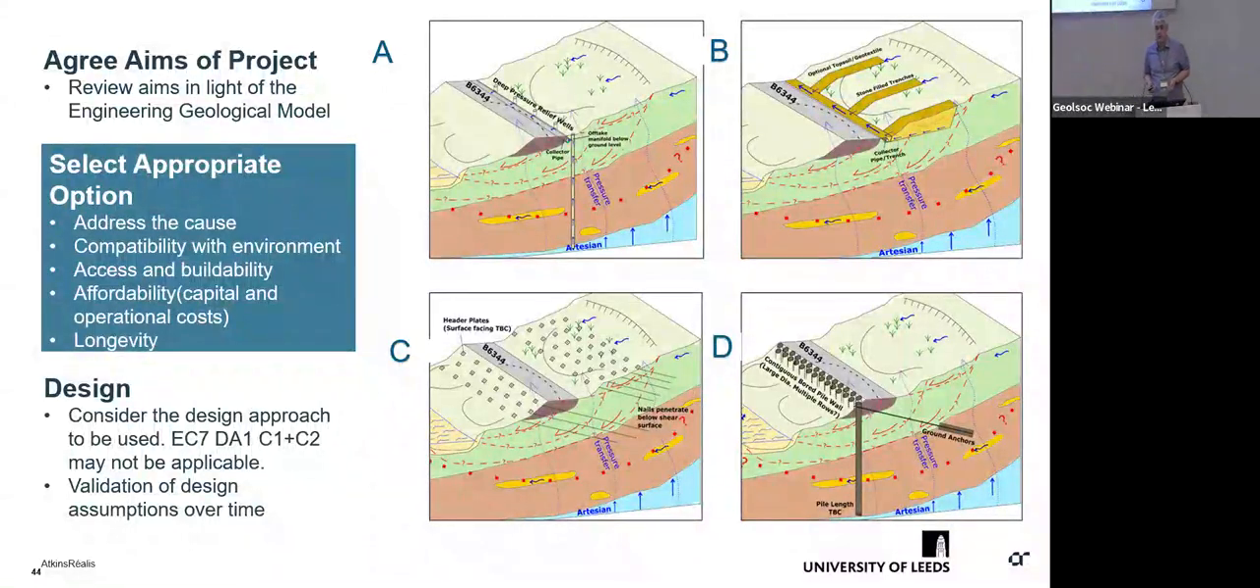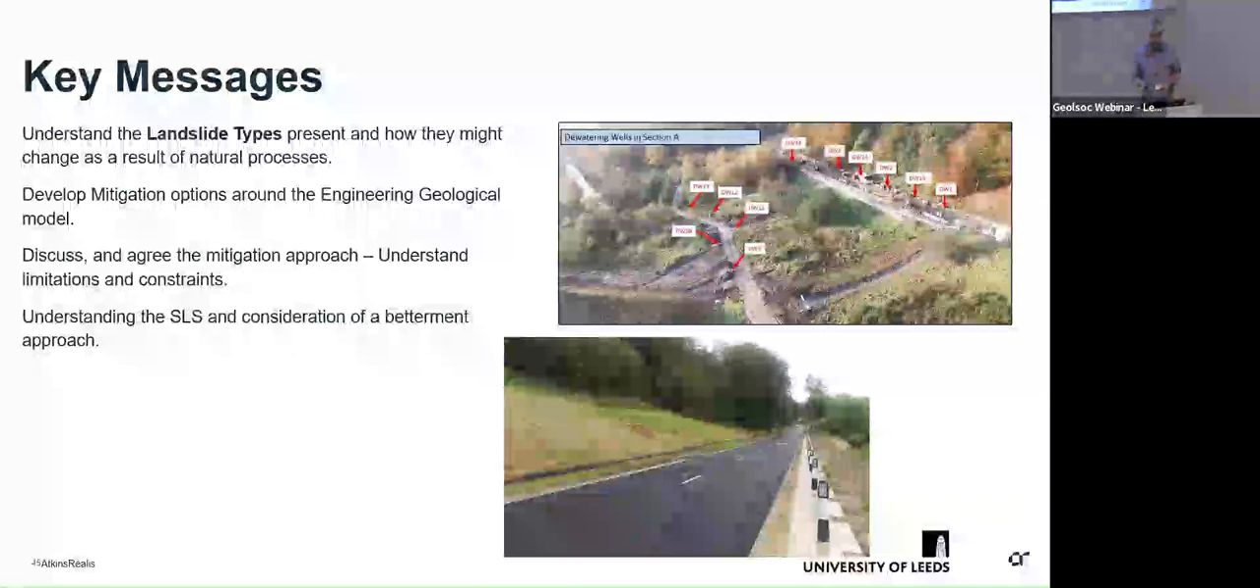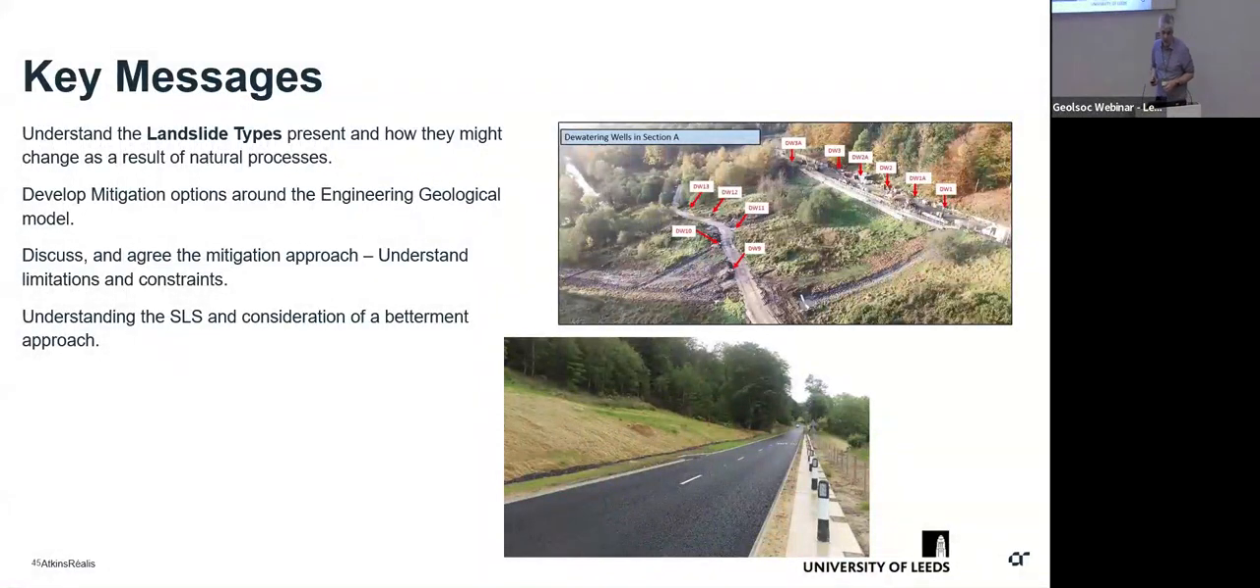Particularly for natural slopes, because they are complex, and we've talked about the processes being important and how those might change over time, it's about keeping an eye on those potential changes going forwards. So the key messages for mitigation are, firstly, understand the landslide type that you're dealing with and how that might change as a result of natural processes. I keep harping on about that, but it is important. And the mitigation options that you're proposing need to be based around the engineering geological model that you've developed.